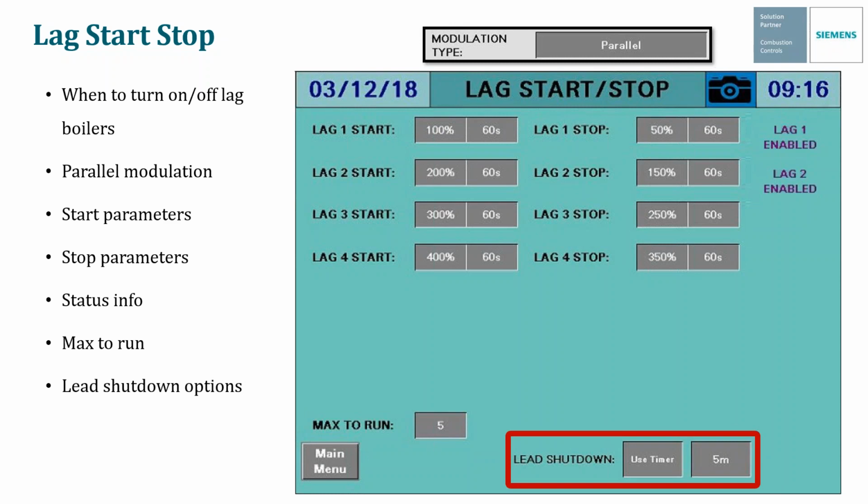We have some lead shutdown options here as well. You can use a timer to shut down the lead boiler. Basically, if there's no demand for a certain period of time, 5 minutes in this example, then your lead boiler will be shut down completely. You can disable this function so the lead boiler is always on and at low fire, or you can set this up to use the process variable to determine when to shut down the lead boiler. A couple of different options there.